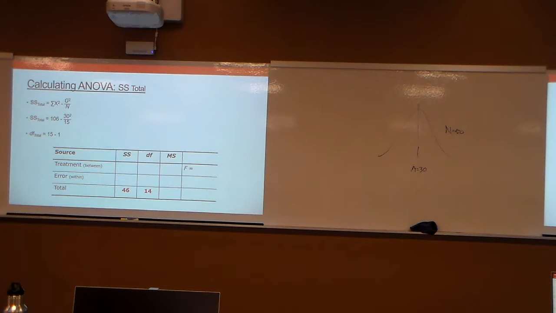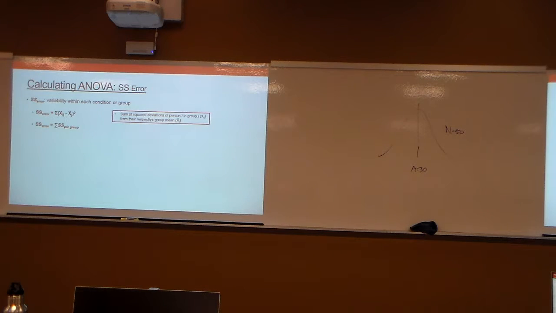Okay? So again, remember, the sum of squares is just a metric of variability. It's just telling us differences across all scores in the sample relative to the grand mean. People following up to this point? Okay. All right, so we got our total.